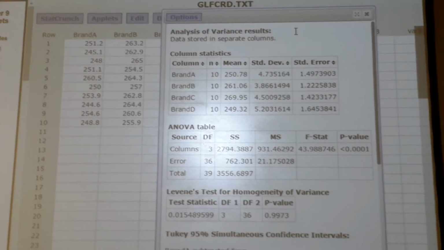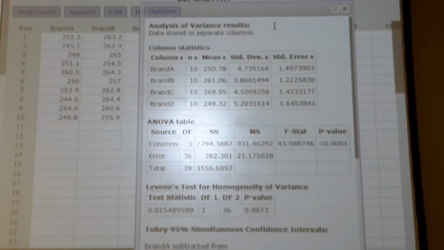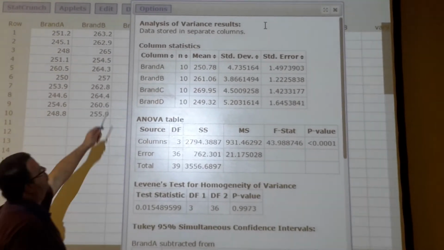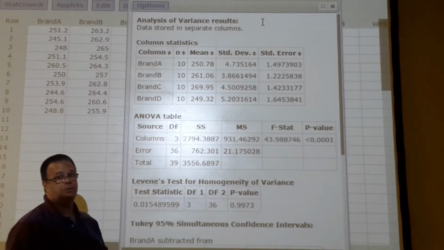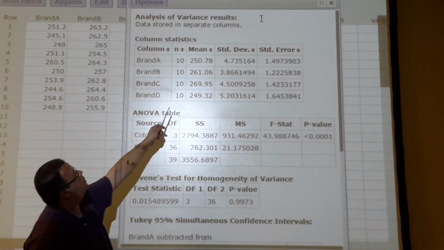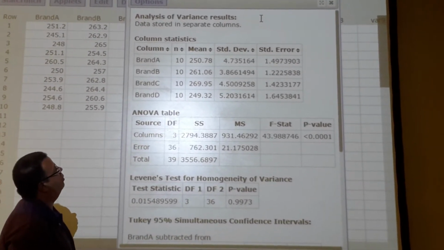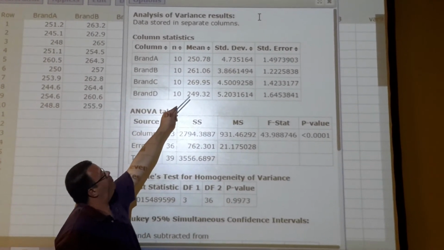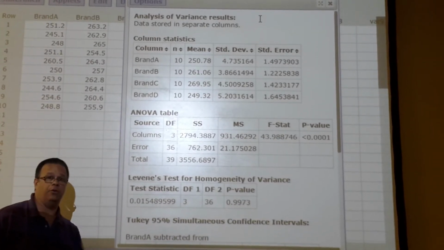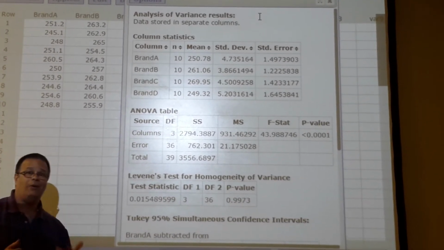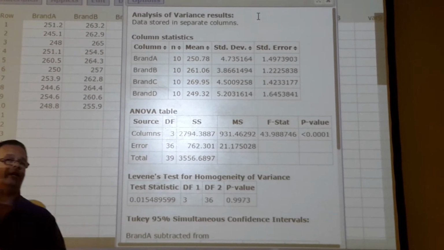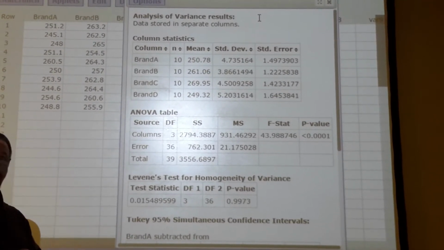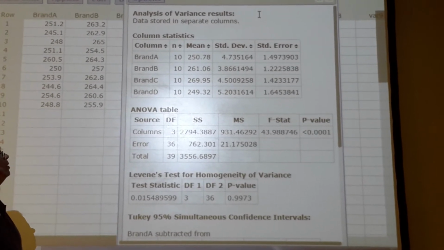Let's see what our results tell us. First of all, it gives us some statistics for each brand. We can see that there were 10 observations for each group. It gives us the mean, standard deviation, etc. for each of those. We can see that brand C did fly farther than the other 3 brands. But the question is, was that a significant difference? Can we reject the null? Can we conclude that for all brand C golf balls, they would fly farther in that situation?